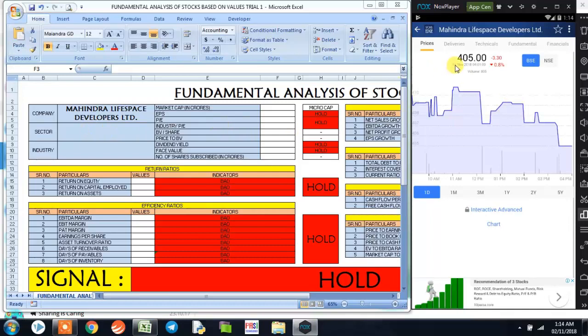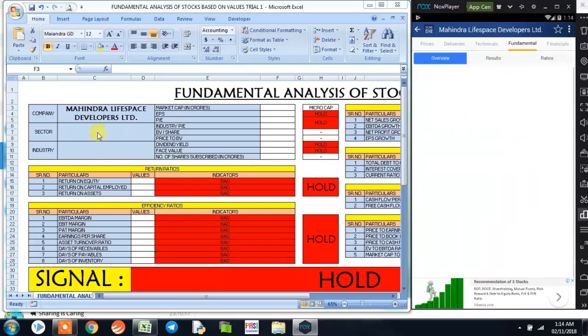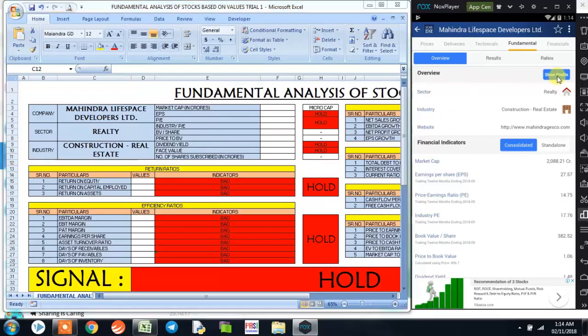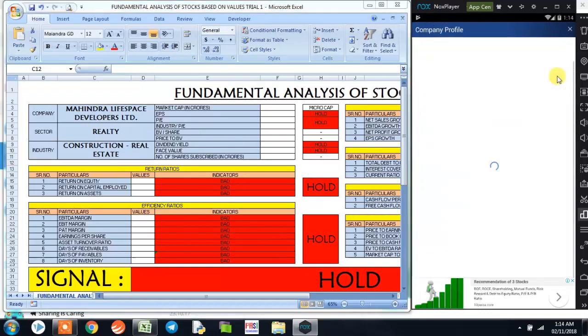Here we could see that the last traded price of Mahindra Lifespace Developers Limited was 405 on 1st of November 2018. Now let's go to the fundamental tab and understand about the sector, industry and the company. The sector is realty. Industry is construction, real estate. Now let's understand about the company. For that we click on the show profile tab.